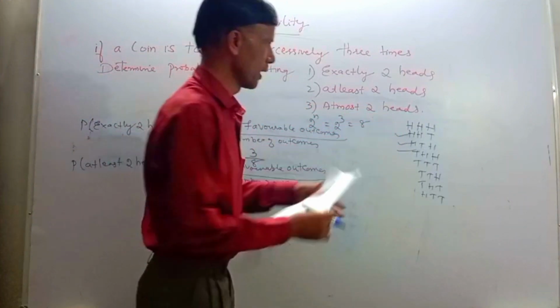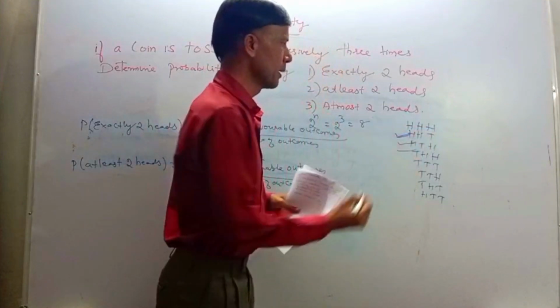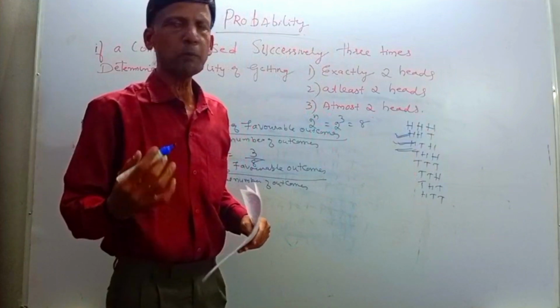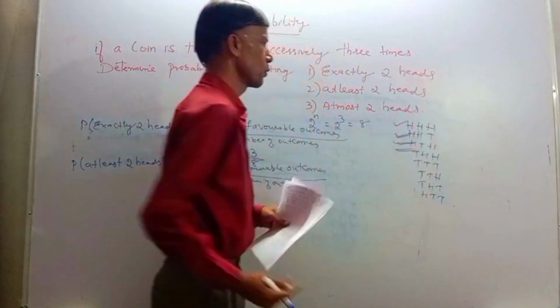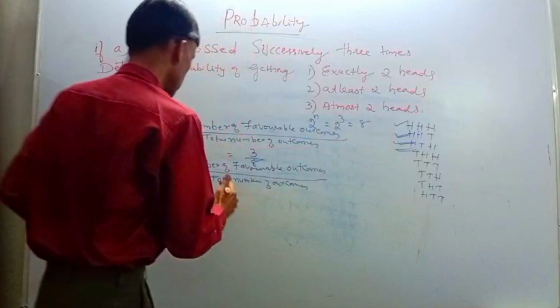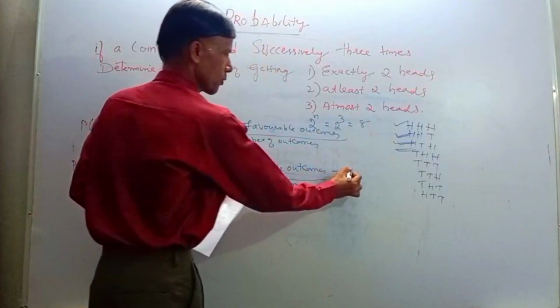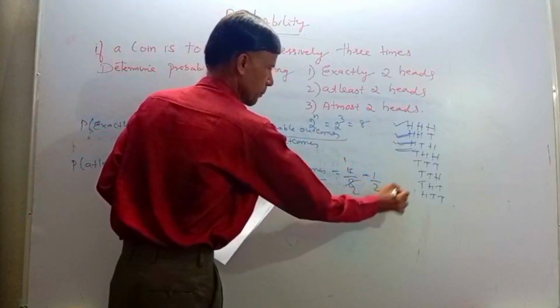Here 2 heads are coming, here 2 heads, here 2 heads, and here 3 heads are coming. At least 2 heads means 2 or more than 2. So 1, 2, 3, 4. The number of favorable outcomes is equal to 4. The total number of outcomes is equal to 8. 4 by 8 is equal to 1 by 2.